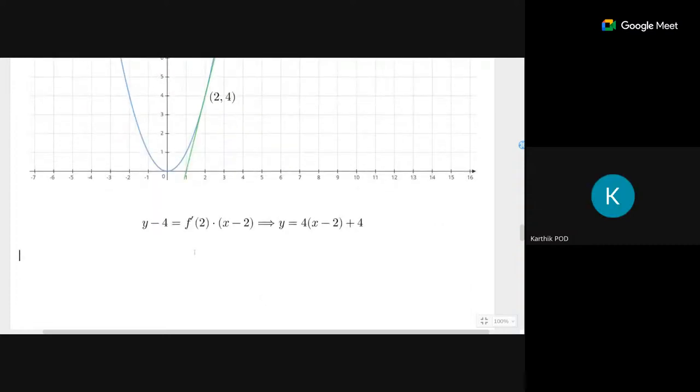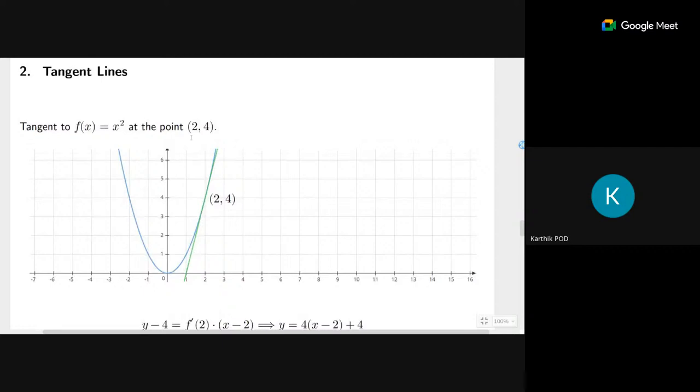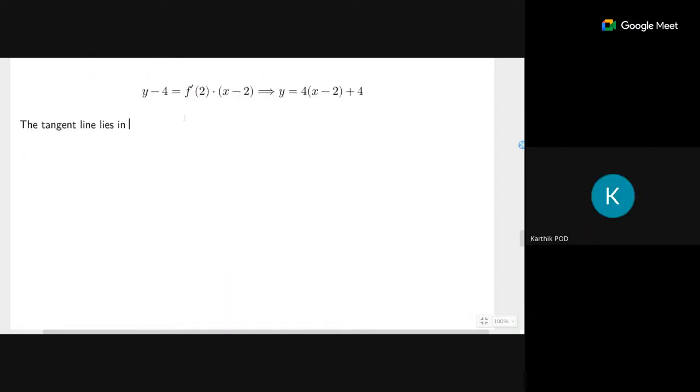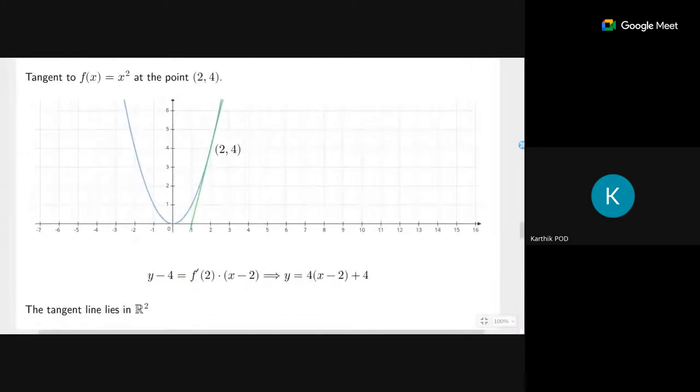Now, let's look at it this way. The tangent line is actually, what is it, lies in which space? It would be a tangent plane, I know, for this case, right? Single variable case, 1D. It lies in R2, right? The tangent lies in R2. The tangent line, it's a line, right? So this line is one dimensional, that is correct. Line is one dimensional, but then it lies in R2. Do you all agree?